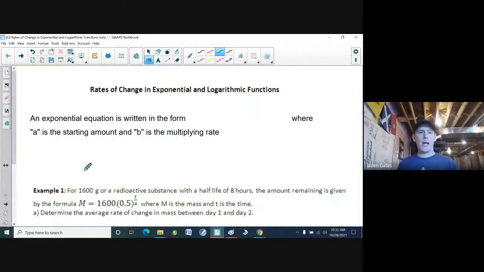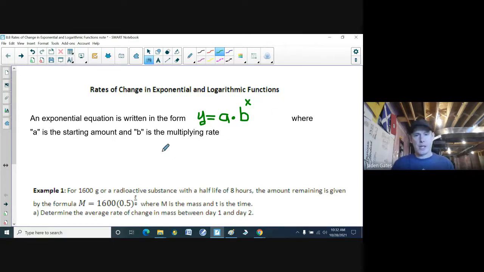All right, so we're going to look at rates of change in exponential and logarithmic functions. We're going to basically focus on exponential functions. Now, we've dealt with exponential functions, but specifically, an exponential equation is written in the form y equals a times b to the power of x, which is the general form, where a is what we call the starting amount for whatever you're dealing with, and b is the multiplying rate or multiplying factor. All right, so that's a simple way that they look.